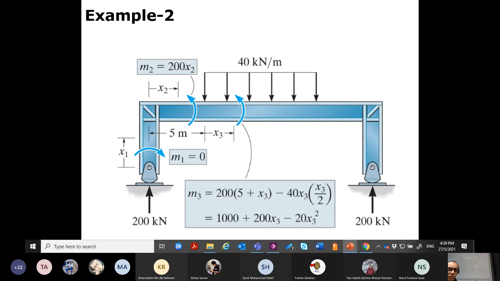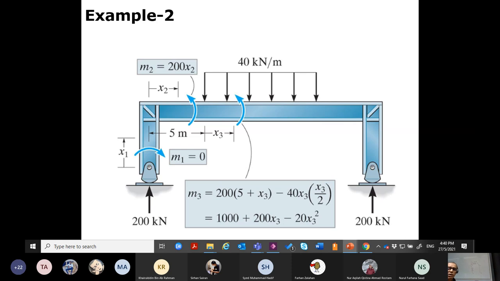So this equation will be valid at any point from here to here. At any point x3, the moment will be 200 into this distance, 5 plus x3. So 200 into (5 plus x3) minus 40 into x3, which is the load, into x3 by 2. So that is the moment equation for the beam.